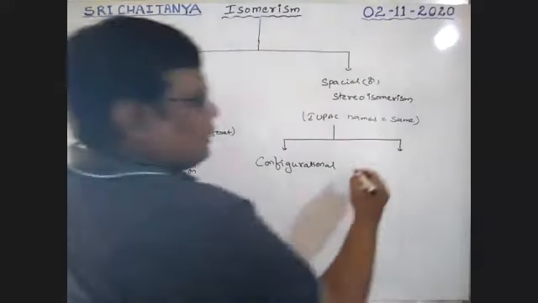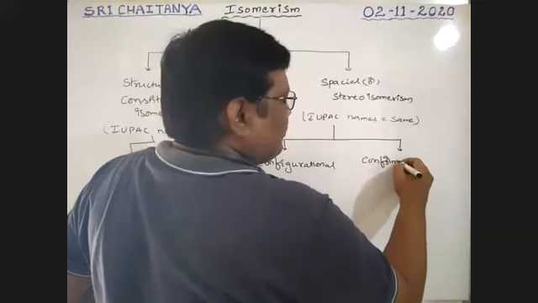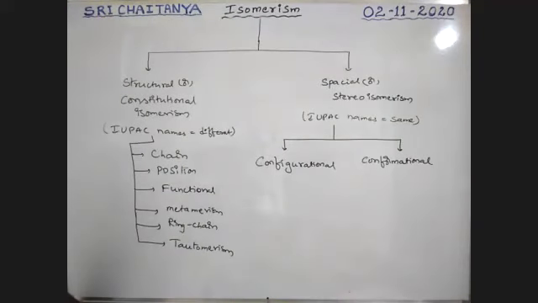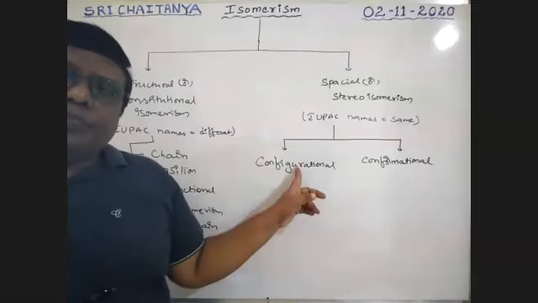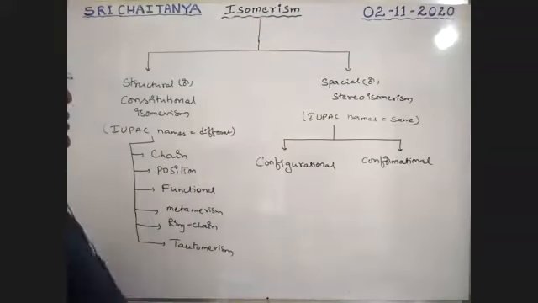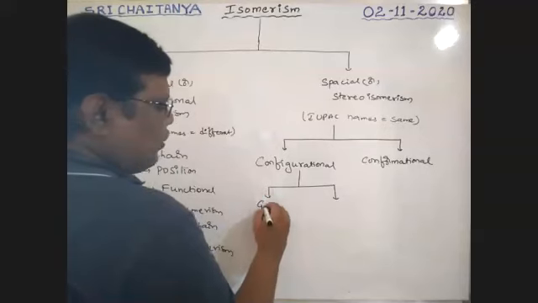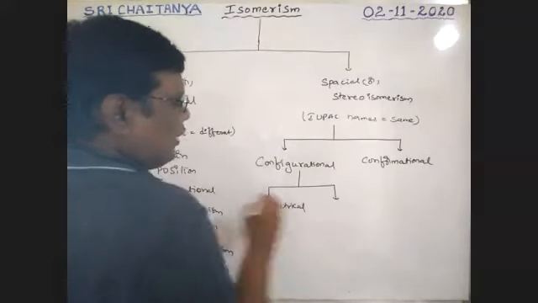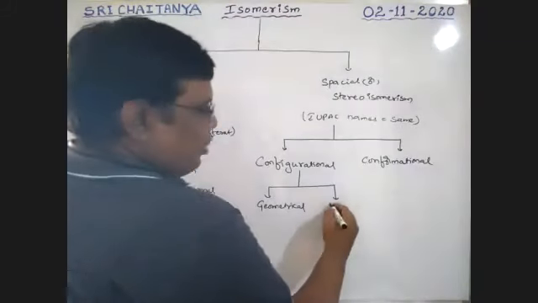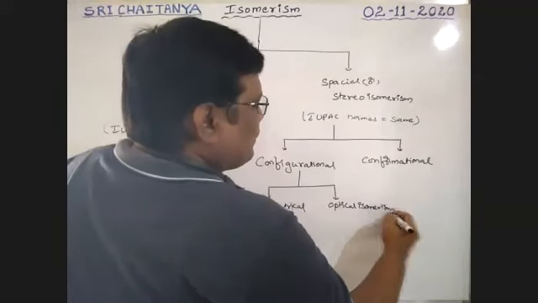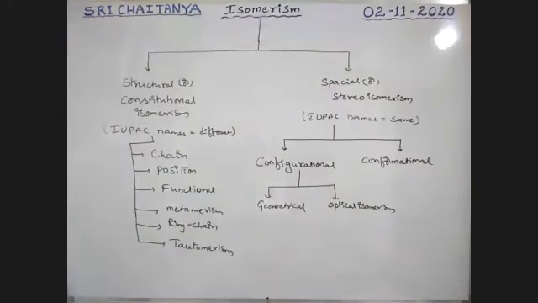And the second one is conformational isomerism. Configurational isomerism is once again divided into two types, boys. One is geometrical isomerism, and the second one is optical isomerism. So these are the different classes of isomerism, boys.